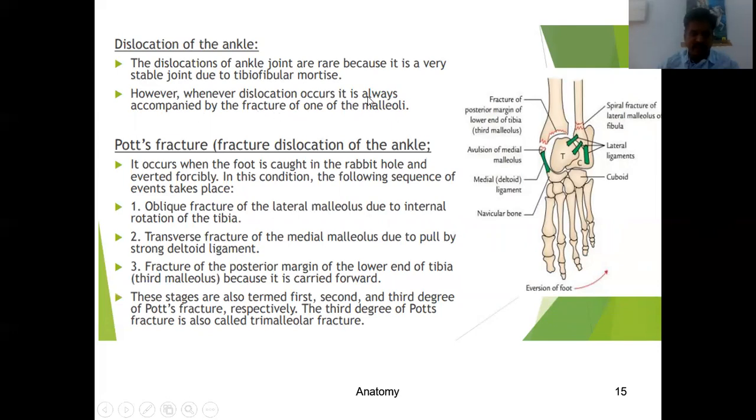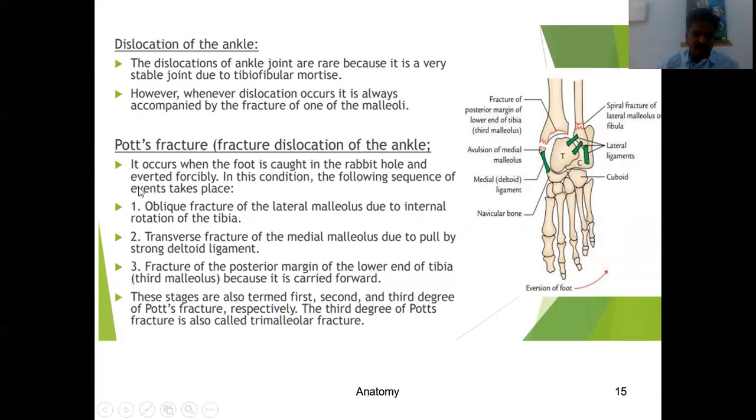Whenever there is a dislocation, it is always accompanied by a fracture of one of the malleoli. So if there is a fracture, only then will the dislocation take place because of the highly stable joint. So what is called Pott's fracture? The fracture dislocation of the ankle.